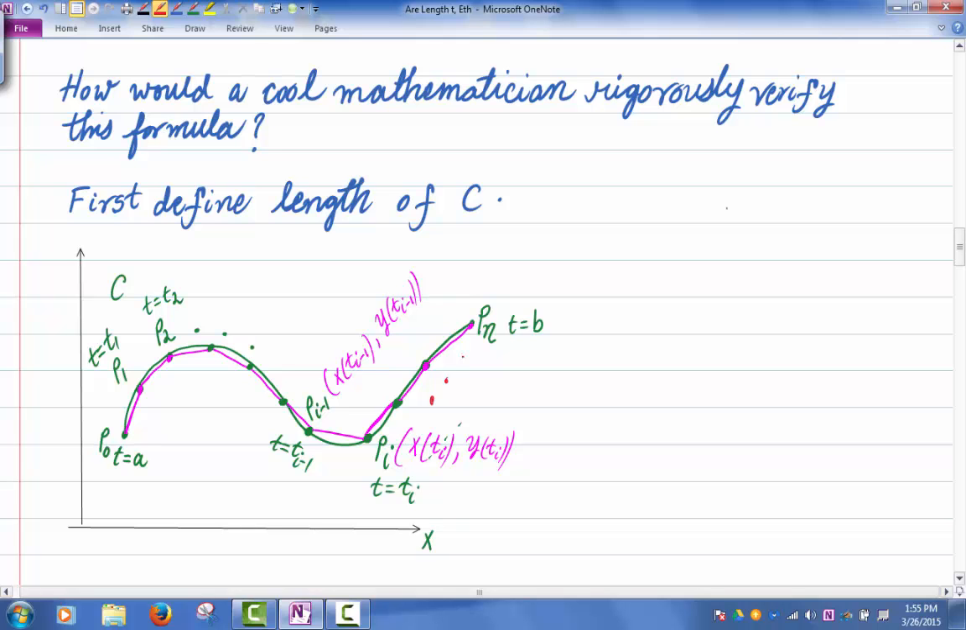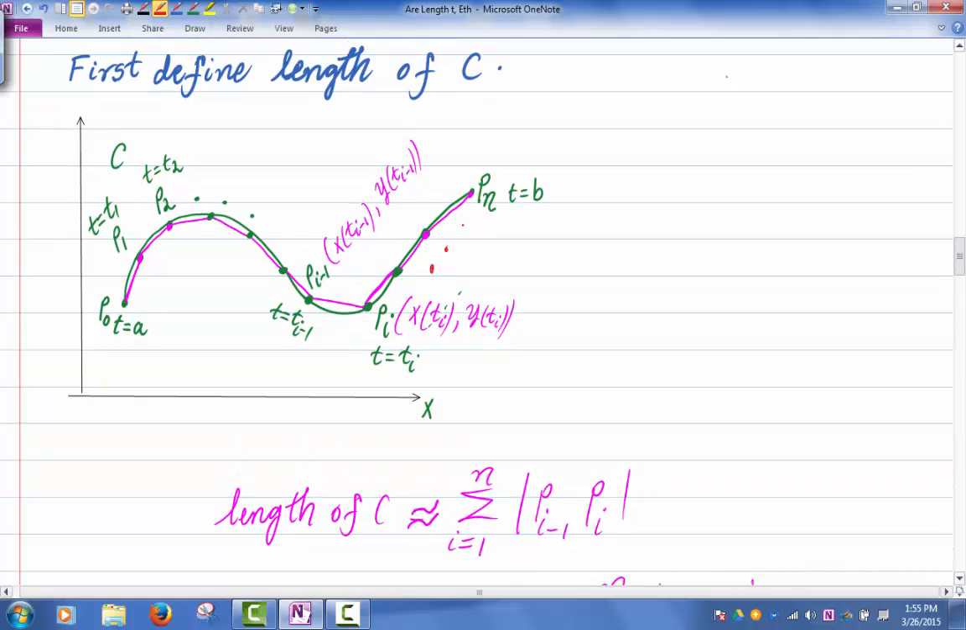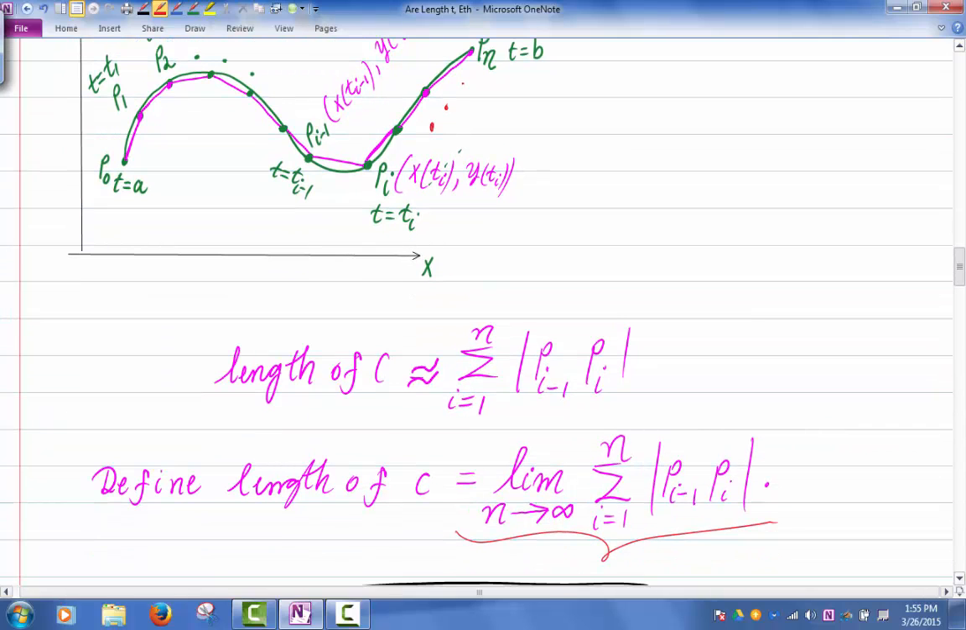So the idea is that we are going to define the length of C in the following way. We're going to say that the length of C is approximately the total length, this sum over i going from 1 up to n. Basically, I'm looking at the length between Pi minus 1 and Pi. When i goes from 1 to n, when i is 1, you get the length between P0 and P1. When i is 2, you get the length between P1 and P2 and so on. So this summation gives you the total length of the pink line segments. You agree with that?